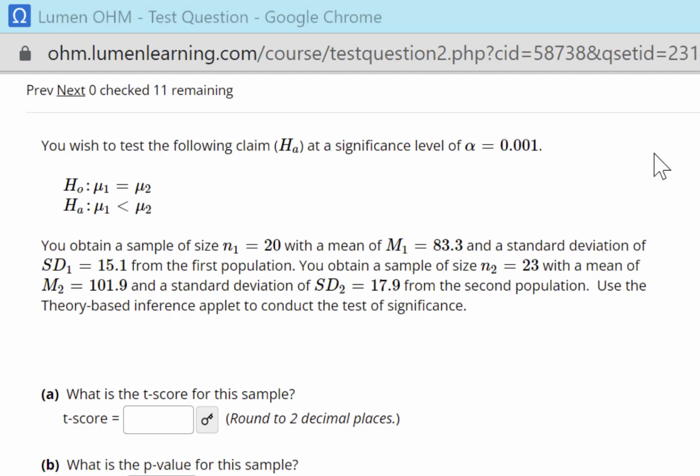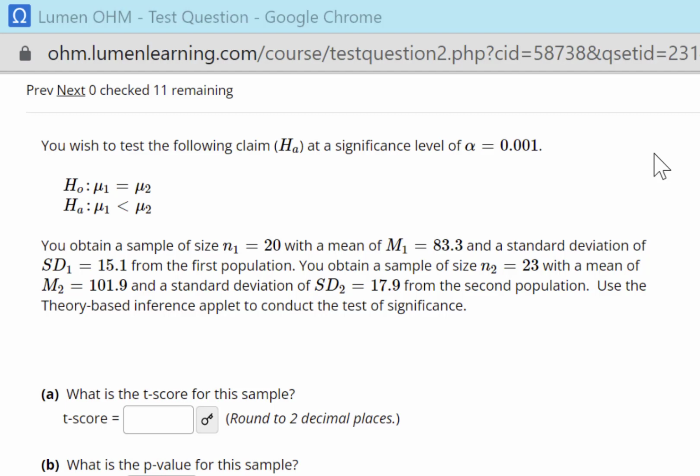This video will do an example similar to one found in your Lumen computer homework, where we're testing if one population mean of one group is smaller than the population mean of a second group. So I've posed the problem here from Lumen. We're testing if the population mean of group 1 is equal to population mean of group 2. That's the null hypothesis. The alternative is questioning if mu1 is less than mu2.